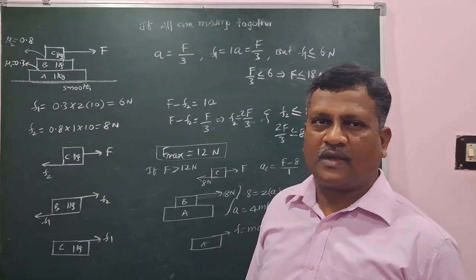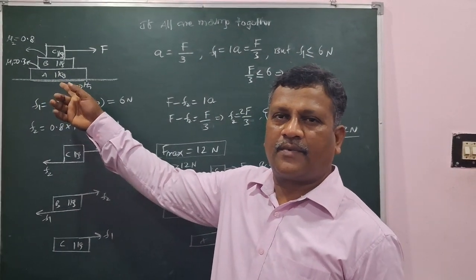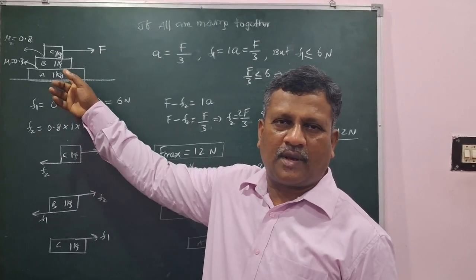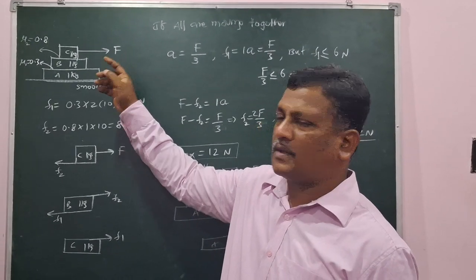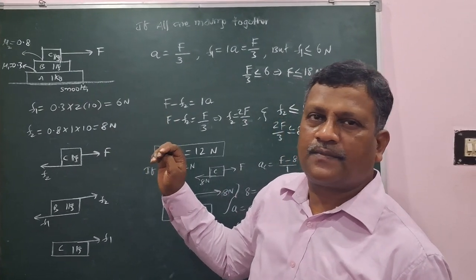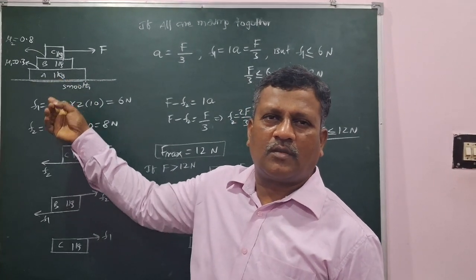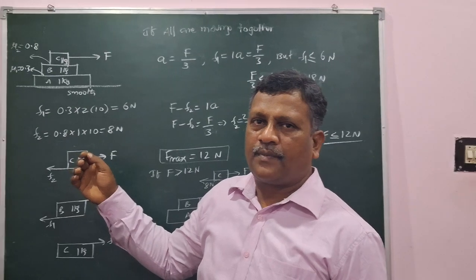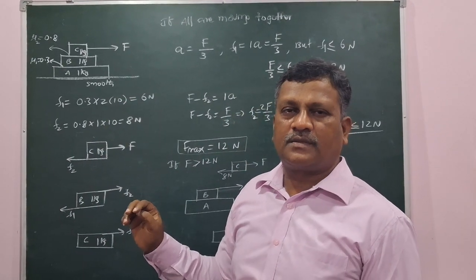Welcome back. There is a good problem on block friction. There are three blocks A, B, C, each having mass 1 kg. By the application of external force, there are different possibilities. What is the maximum value of force applied such that the three blocks move together, and what is the frictional force acting on the different bodies?